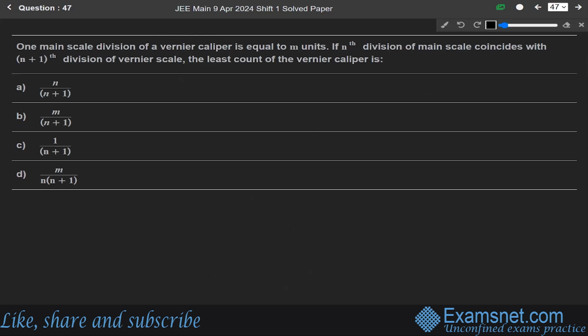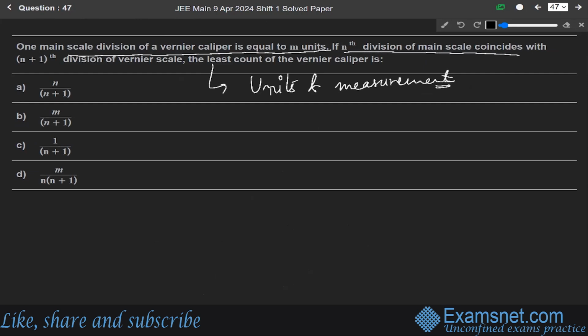Now 47th question. One main scale division of a vernier caliper is equal to m units. If the nth division of the main scale coincides with the n plus 1th division of the vernier scale, the least count of the vernier caliper is. Okay, so this question is from the chapter of units and measurements. We are given that one main scale division of a vernier caliper is equal to m units. And the nth division of the main scale coincides with the n plus 1th division of the vernier scale.